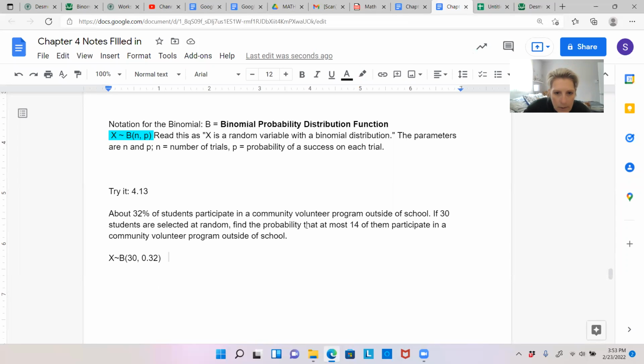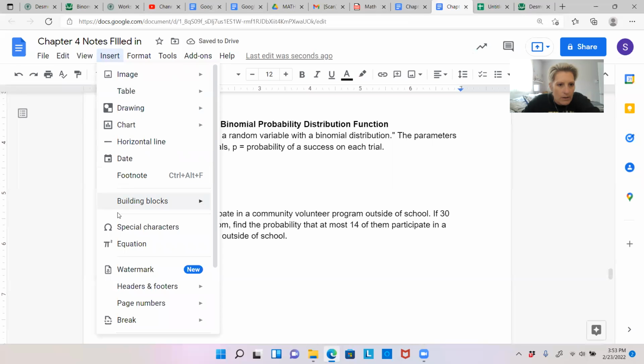Now they said find the probability that at most, so at most is important here. I will have given you a table already, but at most means less than or equal to. So we're looking for the probability that X is less than or equal to. And let's just insert that little symbol here.